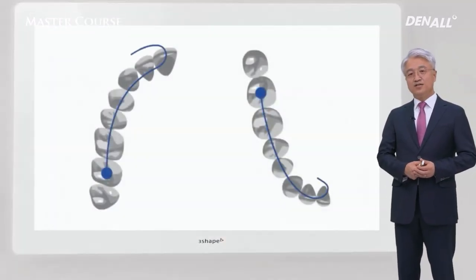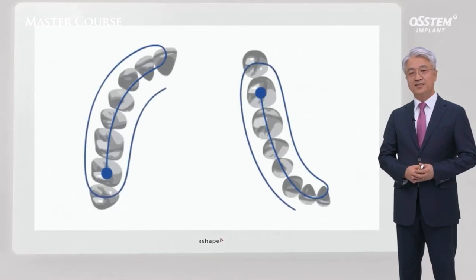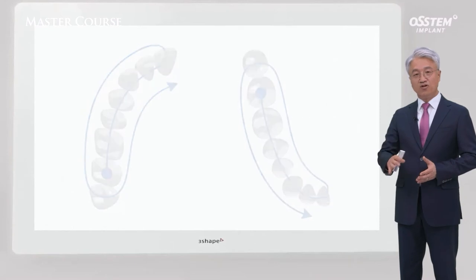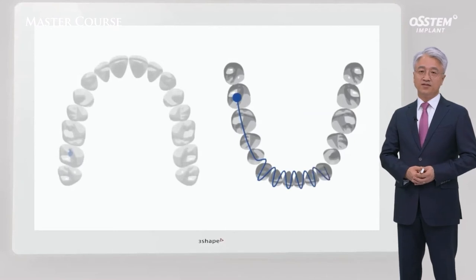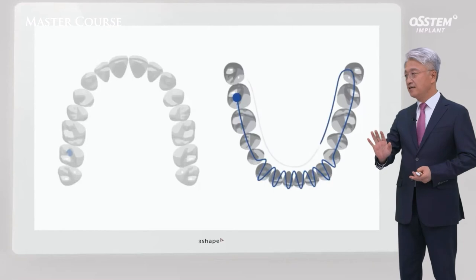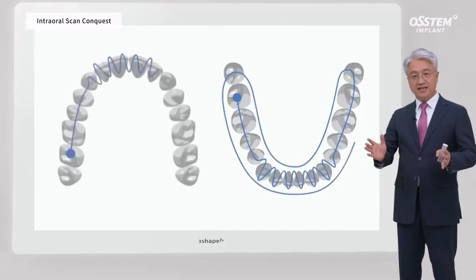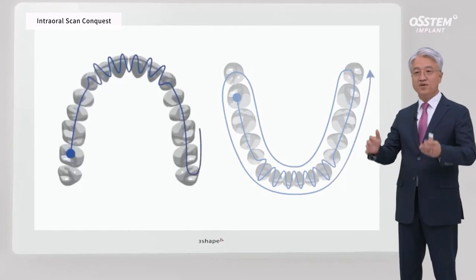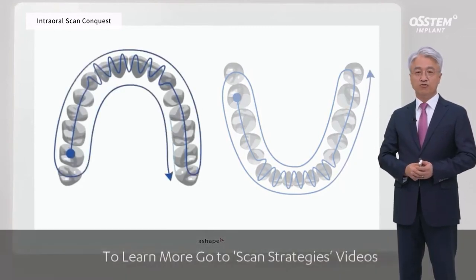In the case of a quadrant, as mentioned, if you scan like this, you'll be able to get data in a much more convenient and much faster way. In the case of full mouth cases in the anterior area, the most important thing is to go back and forth the lingual and labial side to avoid arch distortion. You need to remember this.